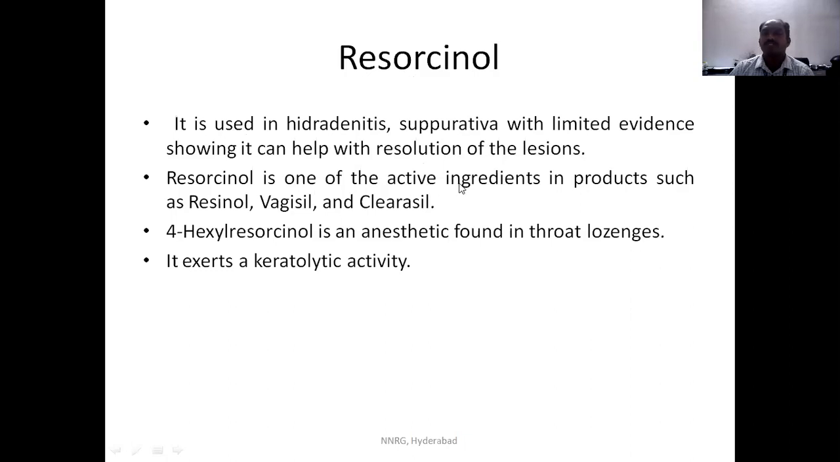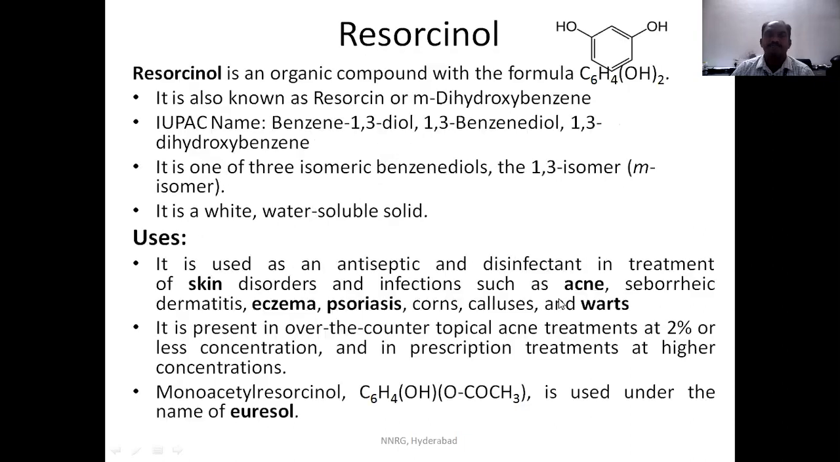Resorcinol is one of the active ingredients in products such as Resinol, which is used in the treatment of skin diseases, and in Vagisil and Clearasil. It is also used in dermatological dosage forms for dermatology treatment. 4-hexylresorcinol is also an anesthetic compound which is used for the treatment of throat infection, or it can act as a throat lozenge. And last, it exerts a keratolytic activity.